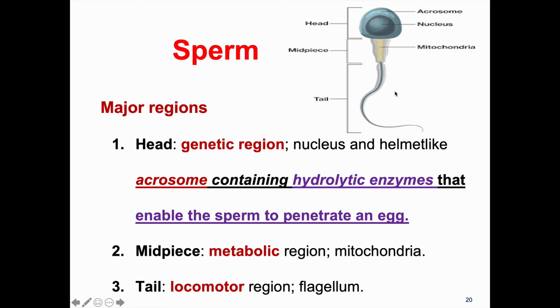This is the parts of the sperm. It has a head, body, and the tail. In the head, there is the nucleus and the acrosome. I will show you one video on fertilization in the female, so you will be able to understand the action of sperm there. The major regions are the head, which has the genetic material in the nucleus, and the acrosome, which has the hydrolytic enzymes that enable the sperm to penetrate an egg. The tail helps in locomotion, that is, movement of the sperm cells.